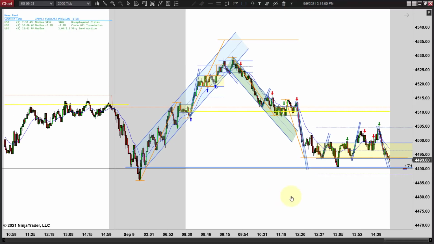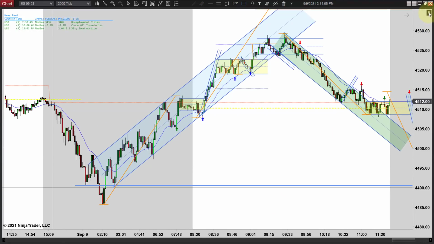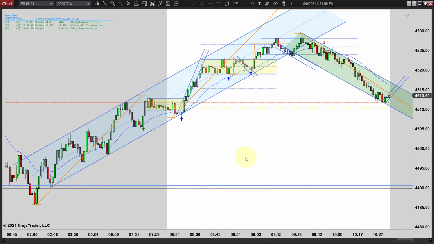So let me back out here a little more, zoom in a little more here, and we'll go through these trades and we'll wrap up the week. Today's Thursday, no chart lessons on Friday, so this will wrap it up for us.